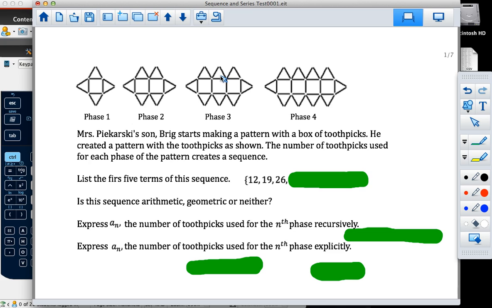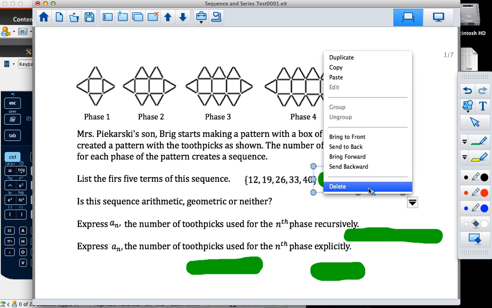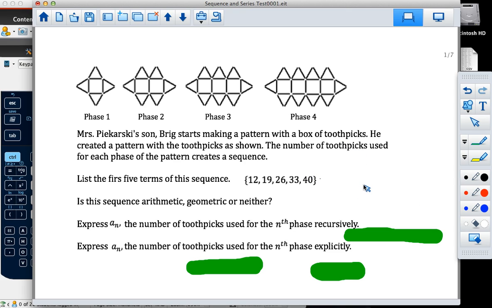Yep, so if you do 19 plus 7, you get 26. Because you have the diagram, you can either count all these or else figure out what the common difference is. In this case, we're adding 7 each time. So the next one would be 33, and then the final one would be 40. If you can figure out the common difference or common ratio, depending on if it's arithmetic or geometric, then to find the extra terms down here, just use your ratio or the difference. In this case, we had a common difference.